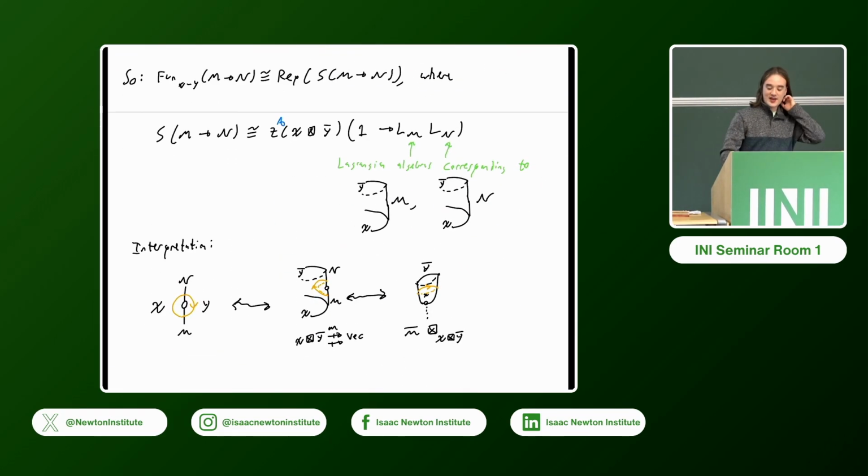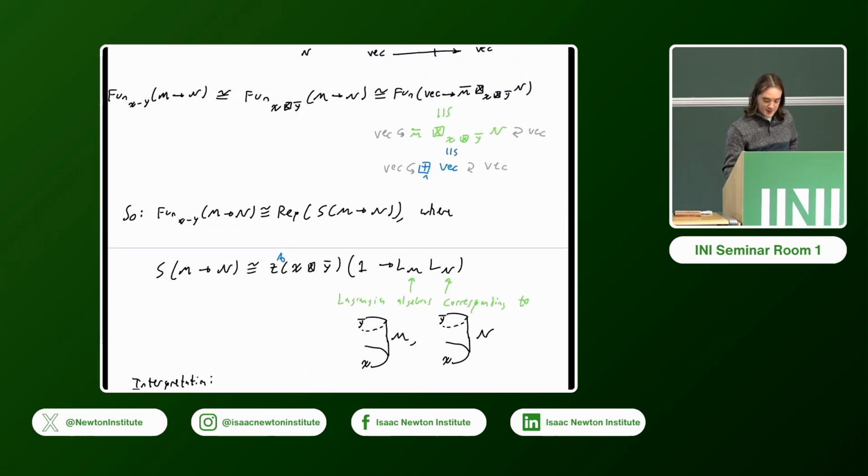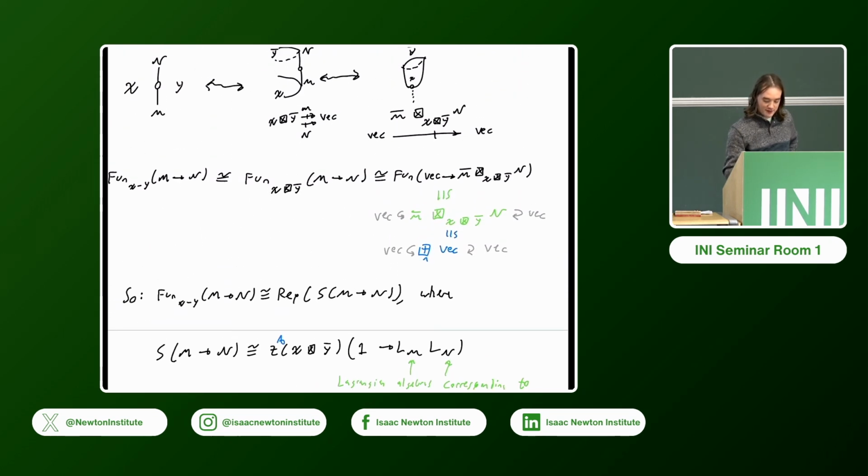So that means that the xy bimodule functors from M to N are representations of this algebra, the space of maps in the center of this folded theory, x tensor y bar, from 1 to what I'm going to call L of M, L of N, which mean the Lagrangian algebras, the algebras that condense when you go from this stacked theory to the vacuum at this wall.